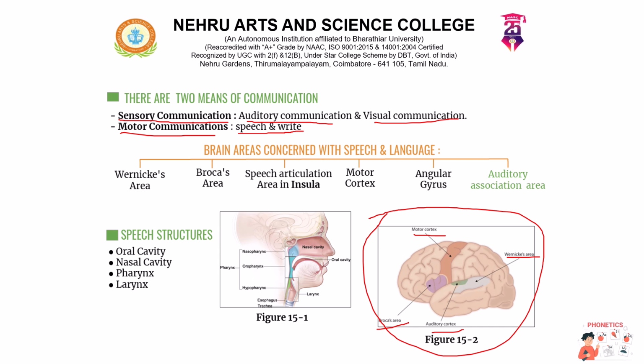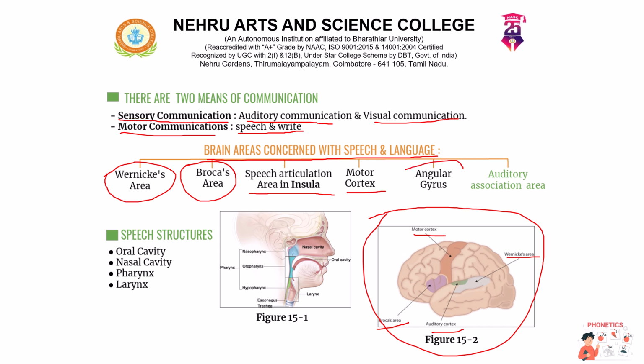Normally when we talk about the brain areas of speech and language, the first one is the Wernicke area. It is one of the very important areas in the brain for the production of speech sound. And the Broca area again deals with the production of speech sounds and language. And for speech articulation, there is the insula, which is mainly focused on speech articulation, where the sounds are produced. The motor cortex focuses more on the motor part, as opposed to the sensory part.